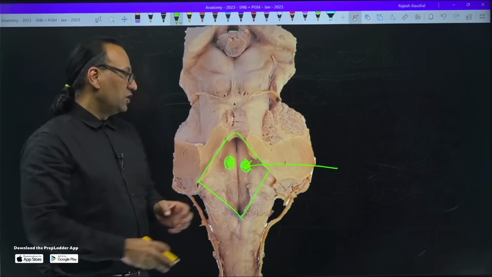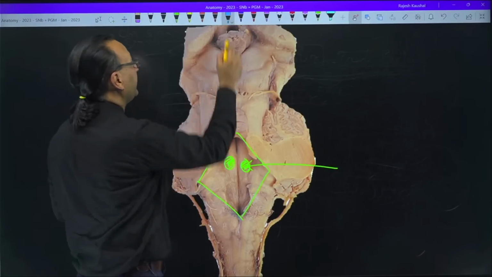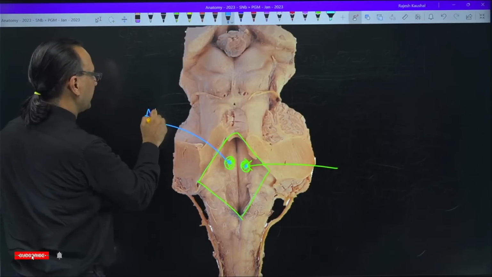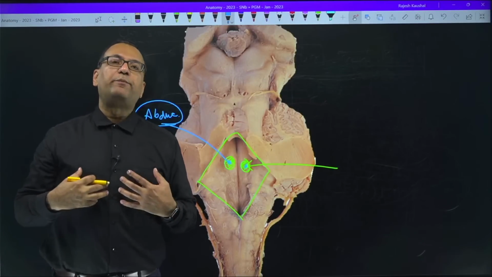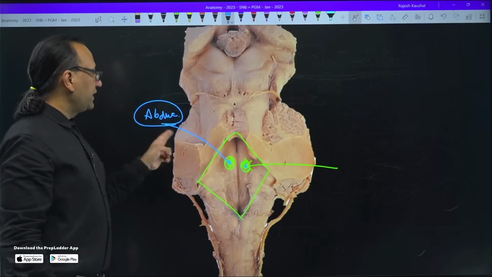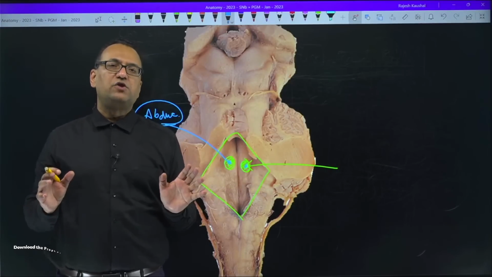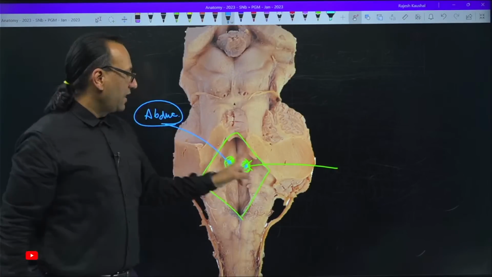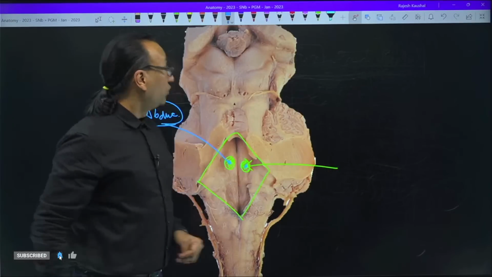Next question, which nucleus is deep to facial colliculus? Then you will say the nucleus which is deep to facial colliculus is the abducens nucleus, the sixth nerve nucleus. So the next question will be, is the abducens nucleus producing the facial colliculus? No. The abducens nucleus lies deep to facial colliculus but does not produce the elevation. What is colliculus? Superior colliculus, inferior colliculus, facial colliculus, a rounded elevation. And that rounded elevation is not produced by the abducens nucleus. It is produced by the axons of facial nerve.